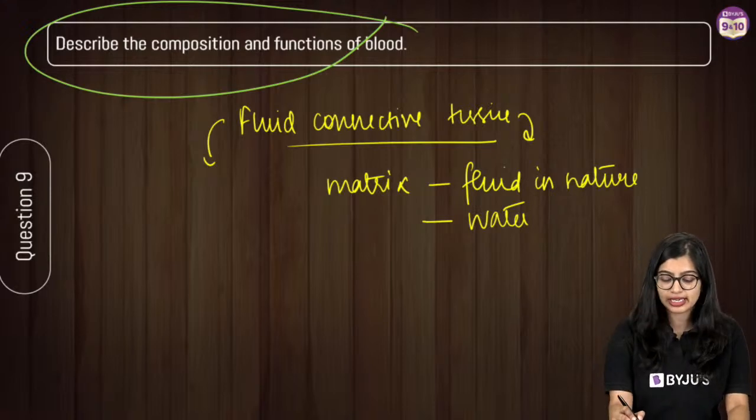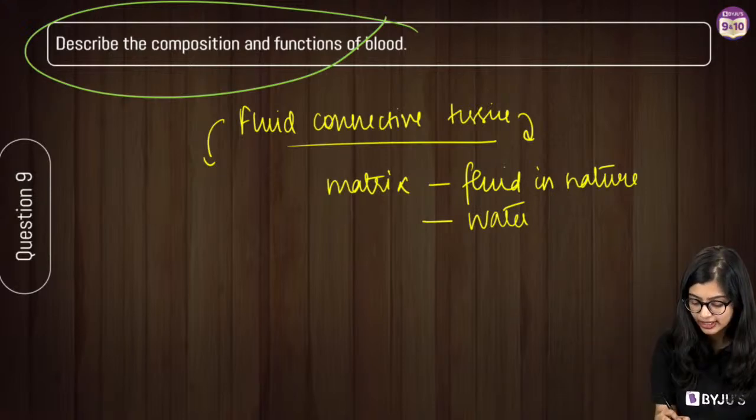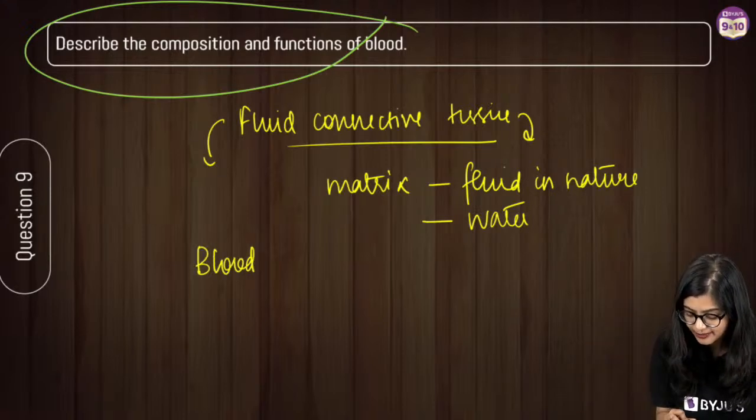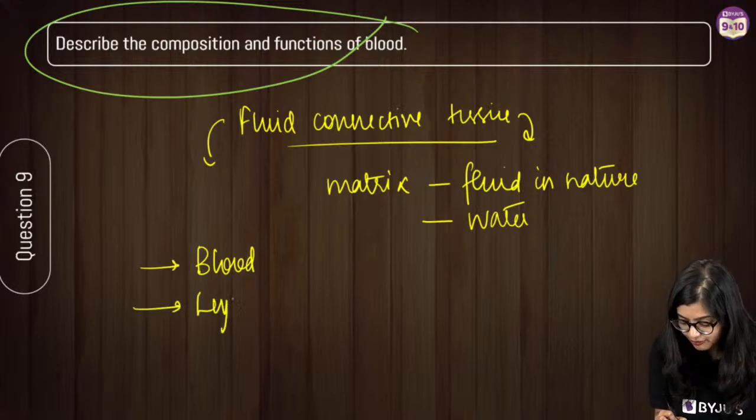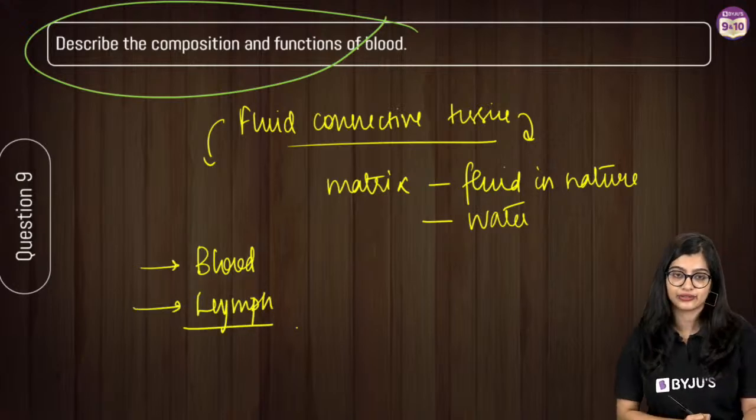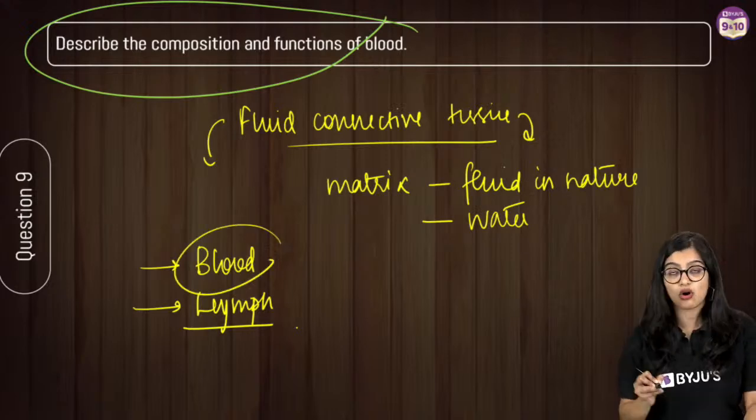In this particular case, one common example of fluid connective tissue is blood, and then we also have lymph, which is an example of a fluid connective tissue. But today we will focus on blood.